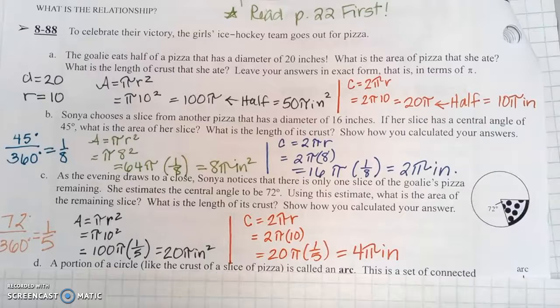72 degrees out of a total 360 degree pizza. So I'm going to take 72 out of 360, that reduces to 1/5. So 1/5 of the pizza. Again, its diameter was 20, so its radius is 10. So I'm going to square the 10 to get 100 pi, but I need 1/5 of that. So if I divide by 5, it's going to be 20 pi inches squared for the area of the pizza that's left.